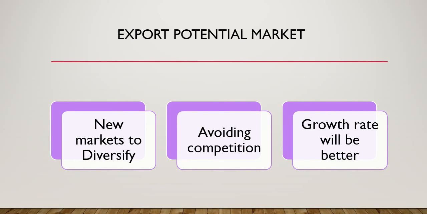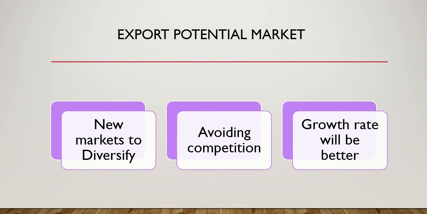Why do we do this exercise? Why should we list both importing countries and export potential markets? The reason being, exporters already in market, they might be concentrating or have absolute dominance over a particular market. As a new exporter, you should be able to penetrate into the importing market, but you should also be able to avoid the competition. For that, it is important that you identify a new market or the market which still has a scope for your product.